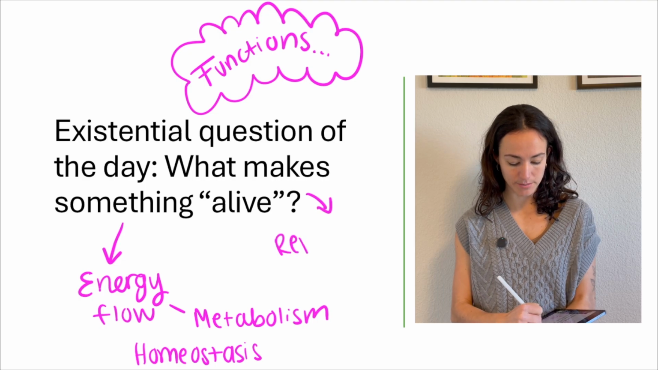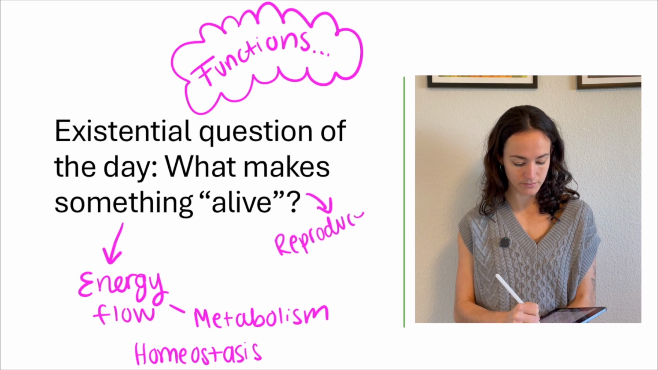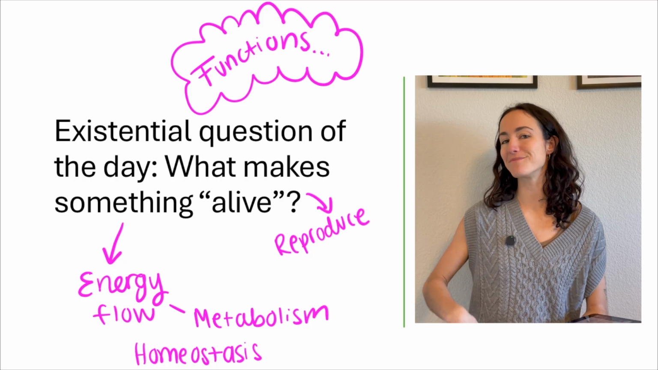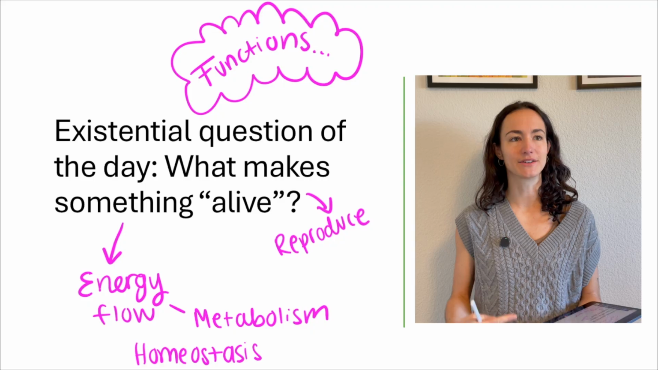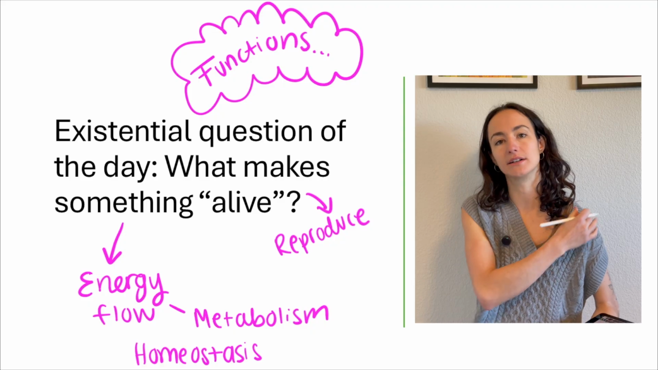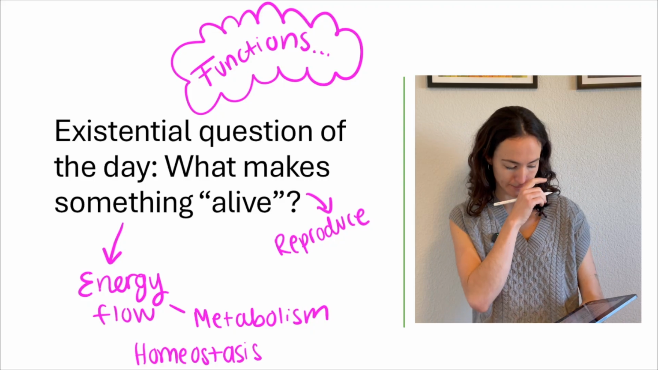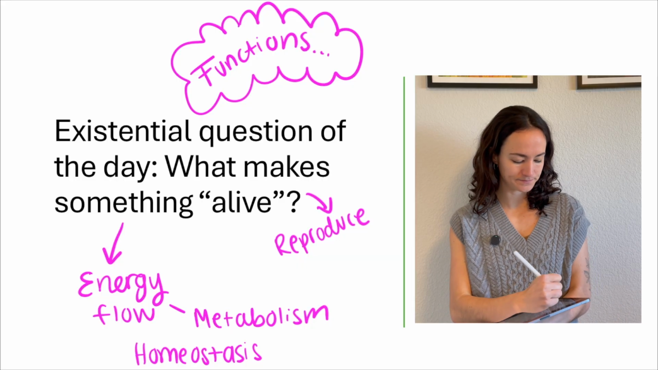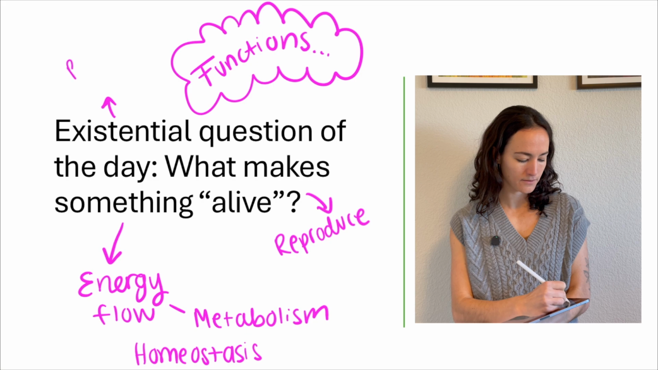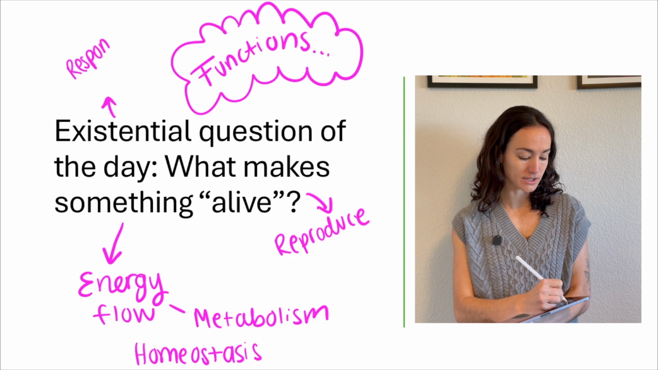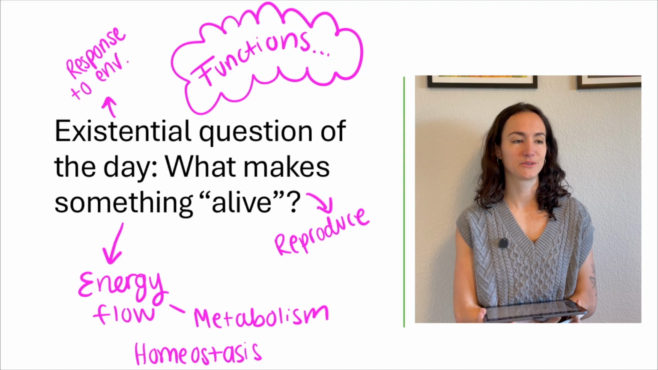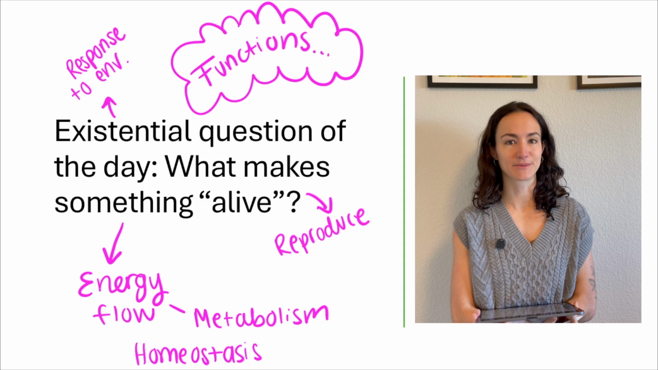Living things also reproduce. That could be sexually or asexually, but humans make more humans. Bacteria make more bacteria. And in that way, there's this genetic component that's getting passed on throughout generations. So we have metabolism, reproduction, and living things respond to the environment.